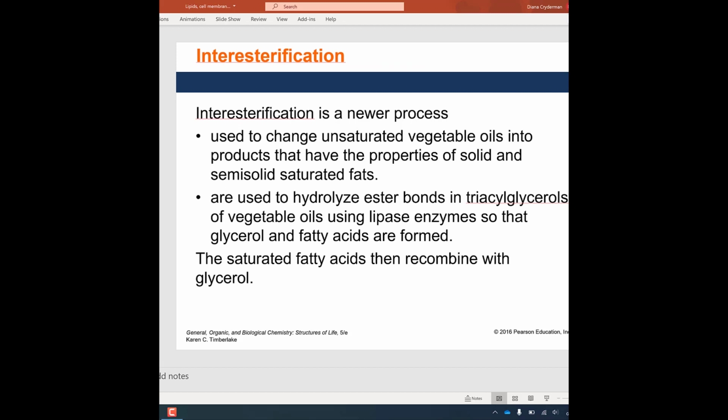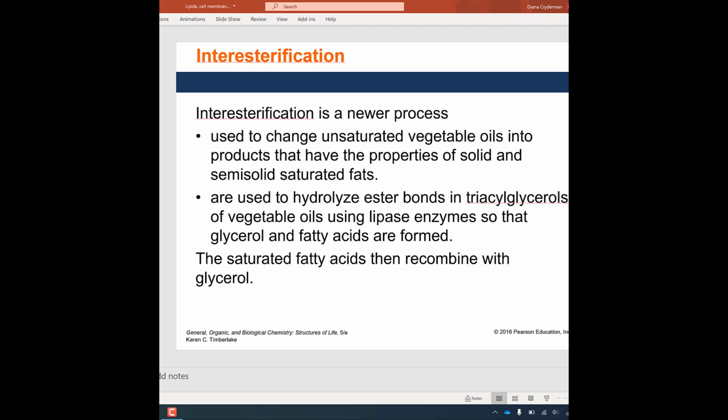We also have something called interesterification, which is a newer process. And this can be used to change an unsaturated vegetable oil into products that have properties of a solid and semi-solid fat, saturated fat. And so this is a little bit different than what we just talked about.